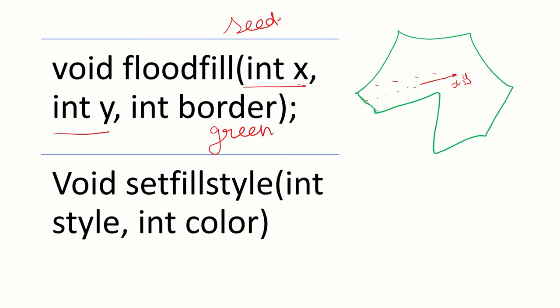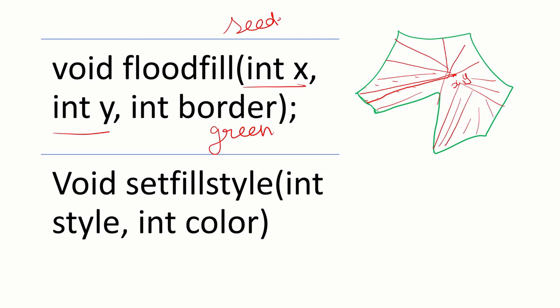Once it reaches green, it will just spread like this. Once it reaches green, it will stop. So like this, it will just flood everywhere. The pixel will spread the color everywhere, and it is going to fill the polygon with the given color or the pattern.